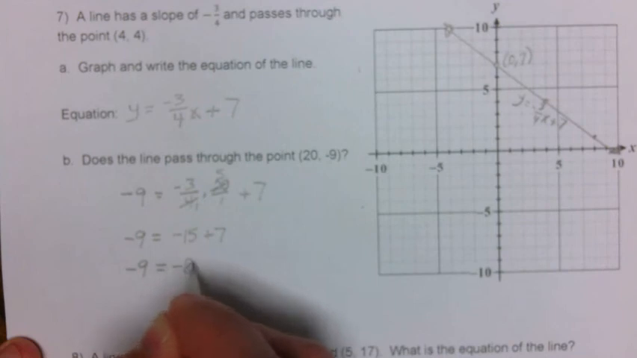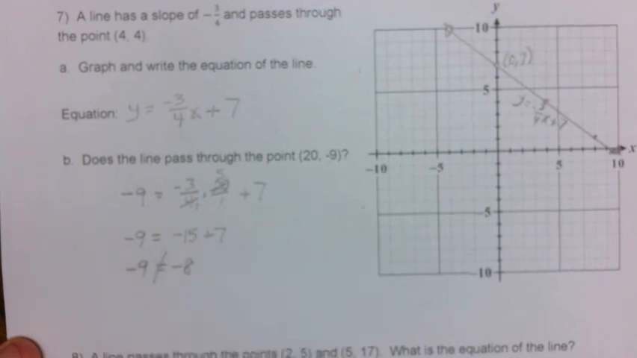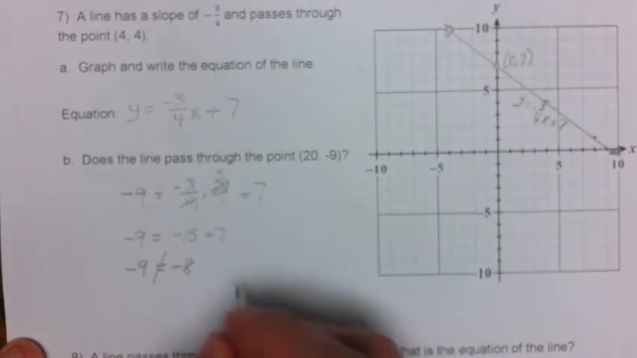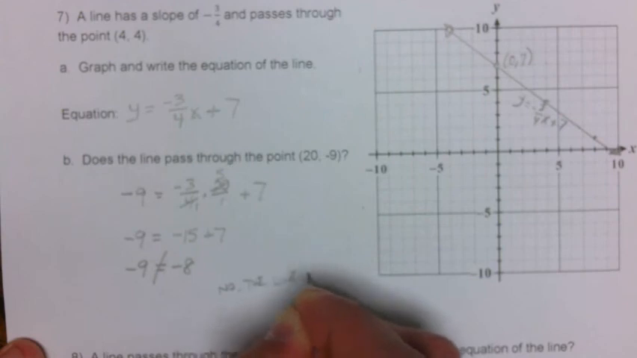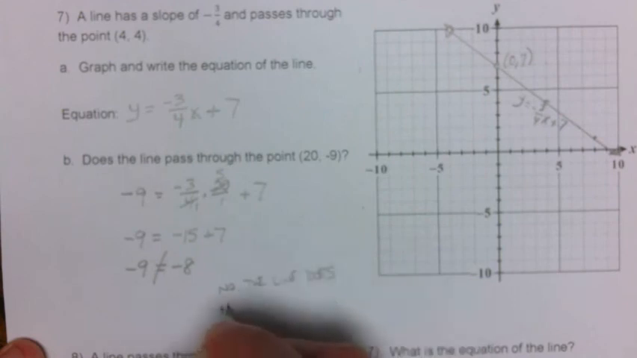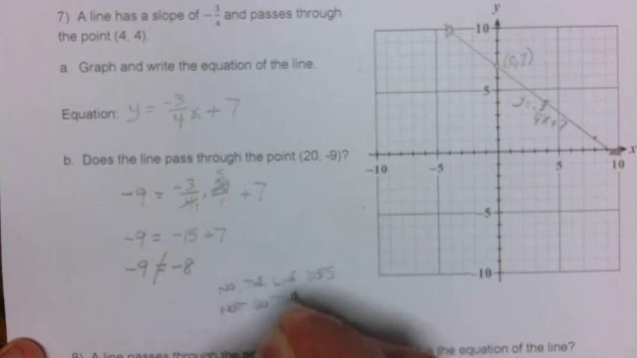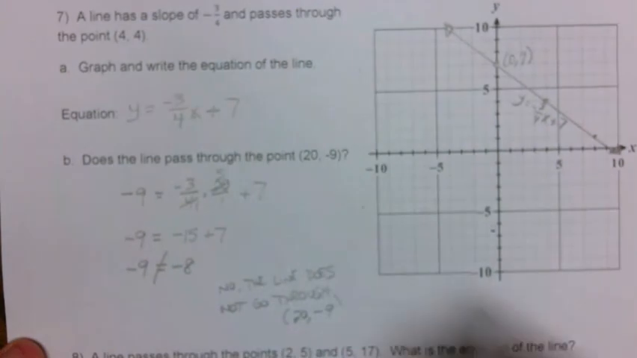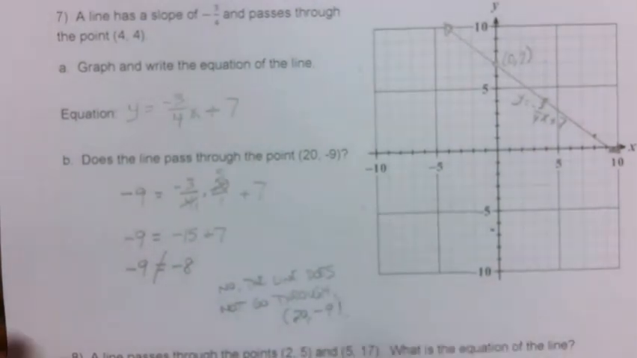-9 equals -8, which is not a true statement, therefore meaning that this line does not go through the point. So no, the line does not go through the point 20, -9. All right, the line will not go through that point because the equation here was not true.